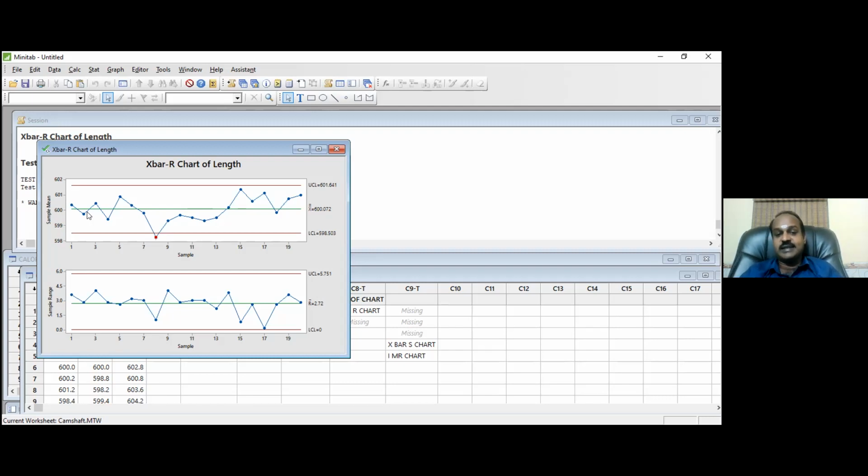Control is very important. So first you check the control. Control is seeing everything inside the control limit. Improvement is seeing the control limit close to the target. Do you understand? Control is seeing every point, every statistic inside the control limit. Improvement is seeing your control limit itself close to the target.